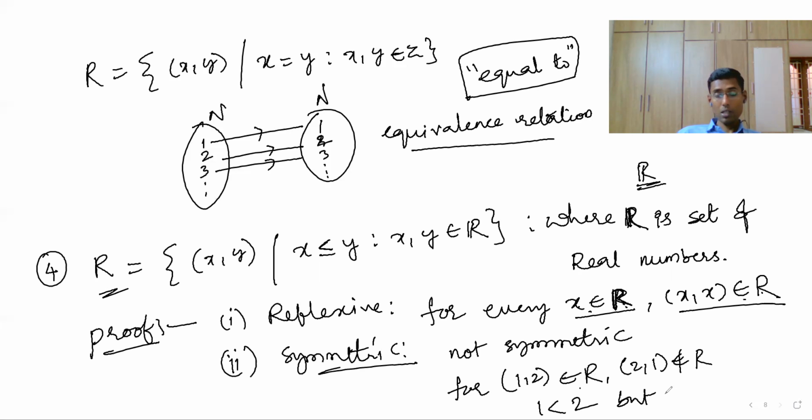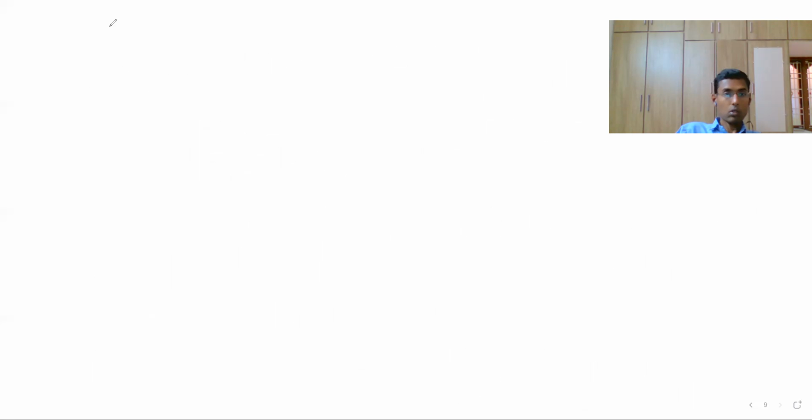But 2 is not less than 1. So (1, 2) is there, but (2, 1) is not there. (1, 2) is there because 1 is less than 2. If x is less than y, then (x, y) belongs to R. Got the point, right? So it is not symmetric. Is it transitive? Yes, it is transitive.